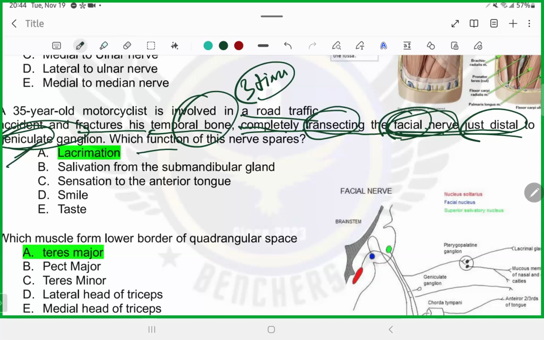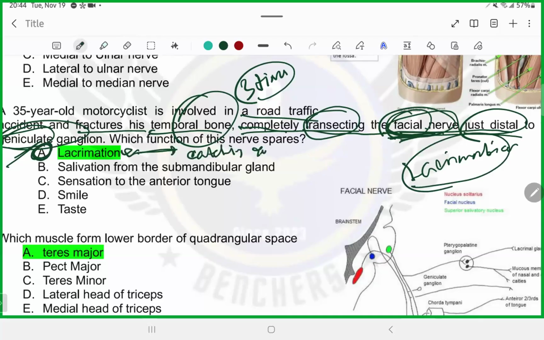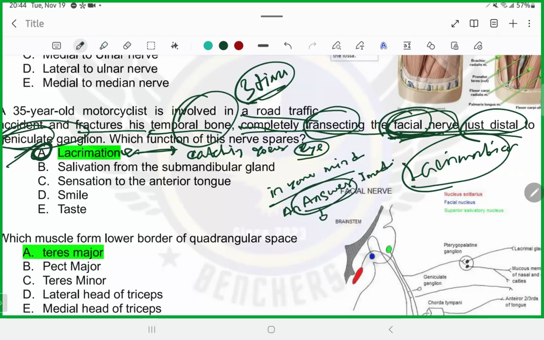So if you study it three times, you will remember my words. My words will play back in your head, and you will just remember lacrimation. Or even if you don't, you will see that this choice is catching your eye. So, what's the step? First step, you read the stem three times, and in your mind, you will have an answer immediately. And this answer will be correct 100% of the time if you revise more and more.